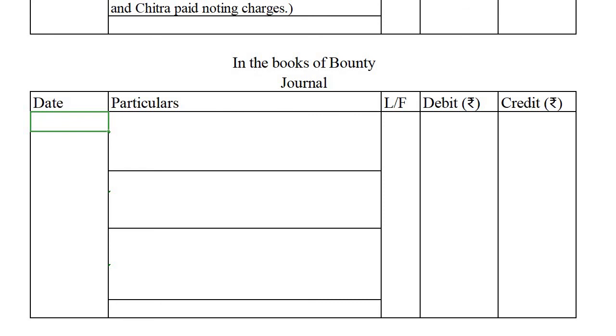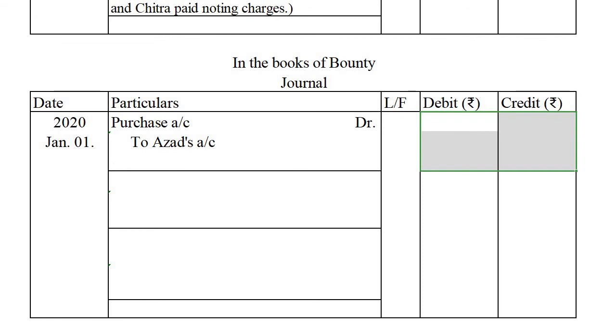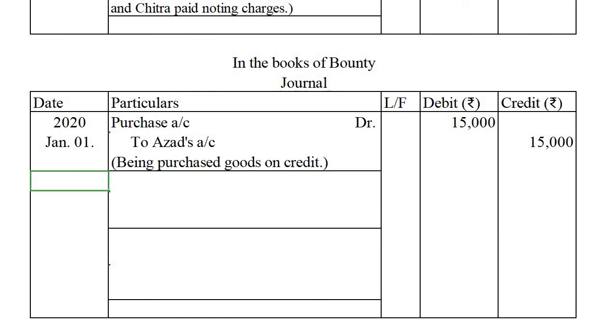So here we can write journal entries from purchase onwards. So 2020 January 1st he purchased the goods on credit. So what will be the journal entry? Purchase account debtor to creditor. Creditor is Assad. So amount 15,000. Okay, what will be the narration? Being purchased goods on credit. And on the same day he has accepted the bill.